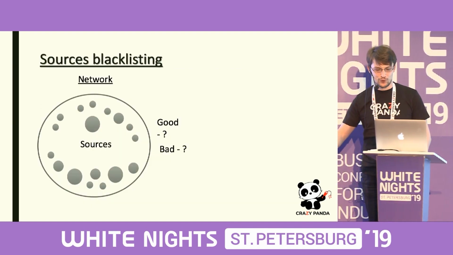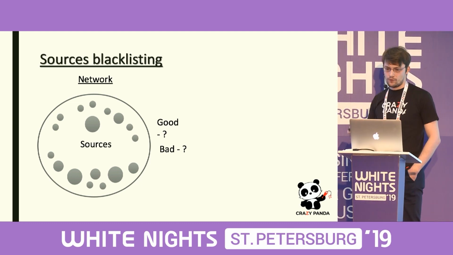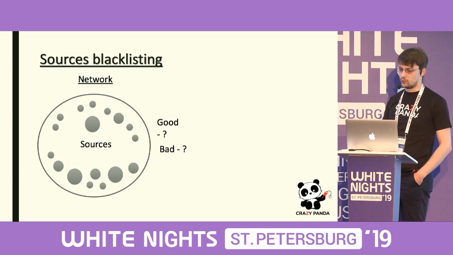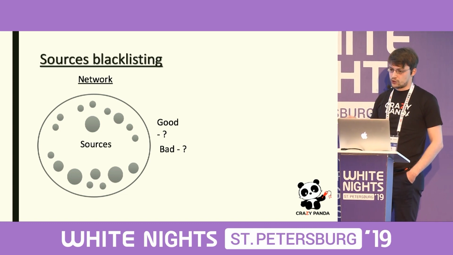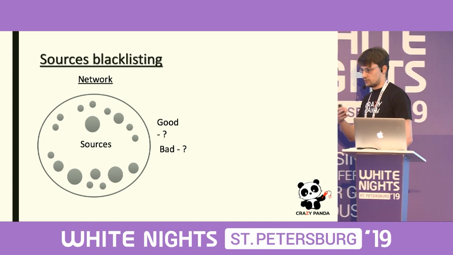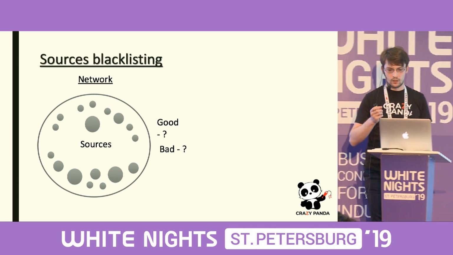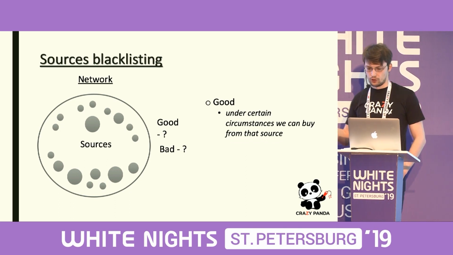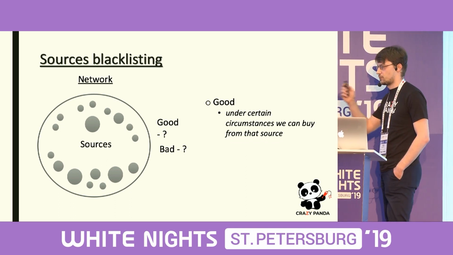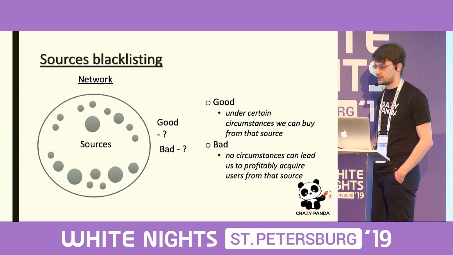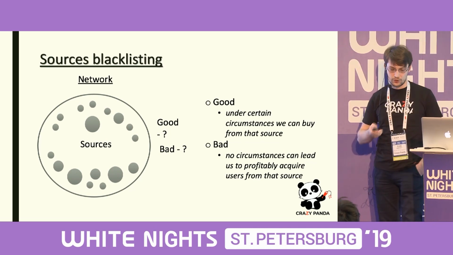So let's go to the second matter of interest, network sources blacklisting. First of all, some quick wisdom. A network is a pile of sources. Each source may be good or bad for us. Again, a very quick classification. By good ones, I mean that under some circumstances we can buy from the source, and for bad ones, no circumstances can lead us to profitably acquiring users from that source. Easy.